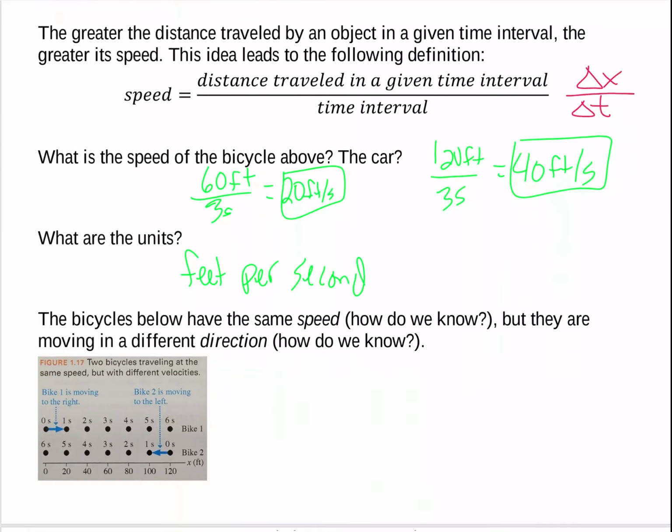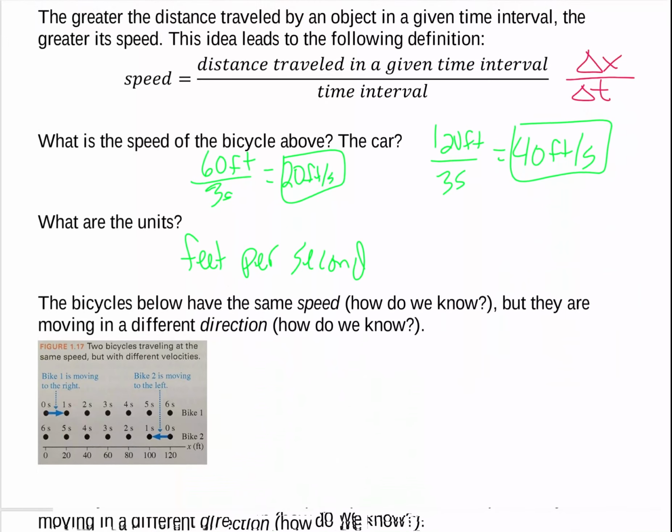Okay, so now let me go up here. The bicycles below have the same speed. How do we know? Because they're both at the same measurements after a certain period of constant time, the same speed but just going different directions. Yeah, the interval of time is the same. We can see that, right?